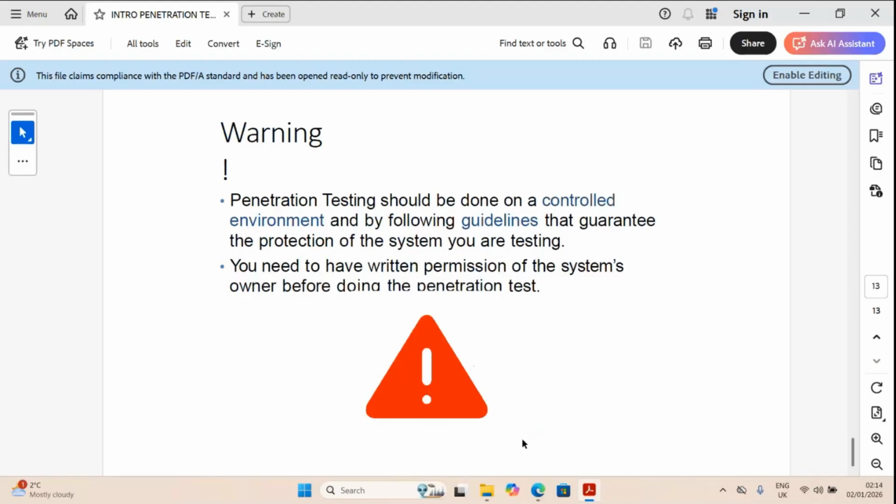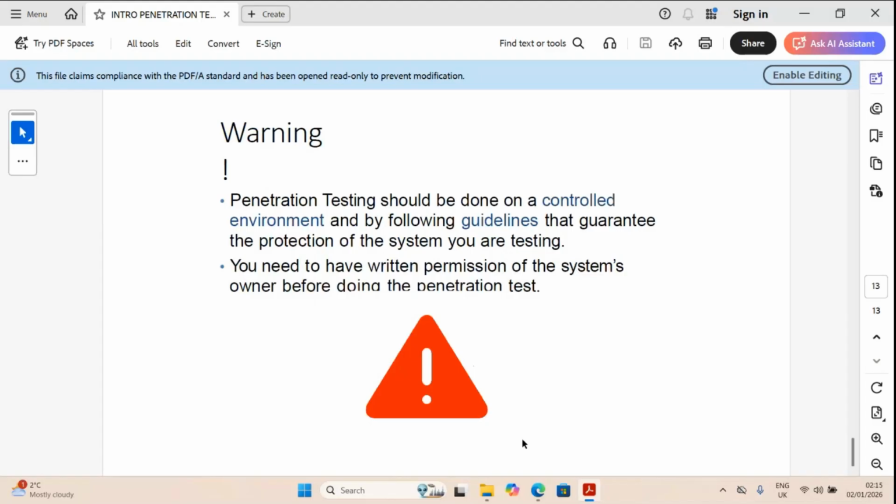Warning: penetration testing should be done in a controlled environment and by following guidelines that guarantee the protection of the system you are testing. You need to have written permission of the system owner before doing the penetration testing.